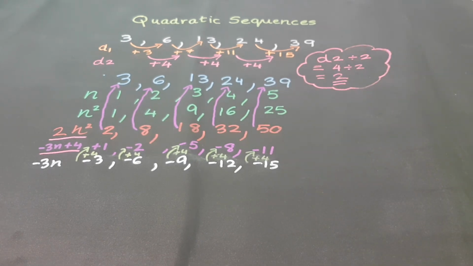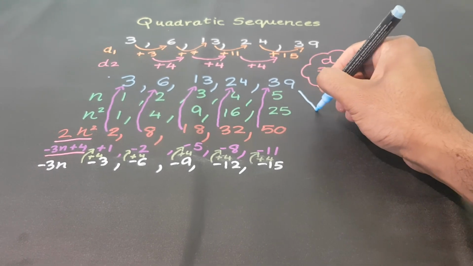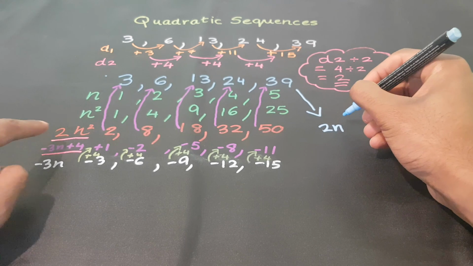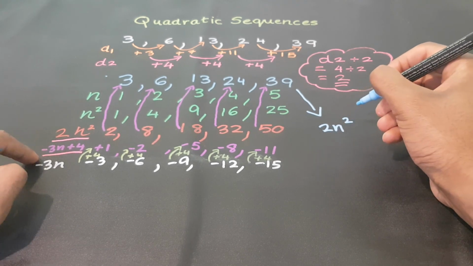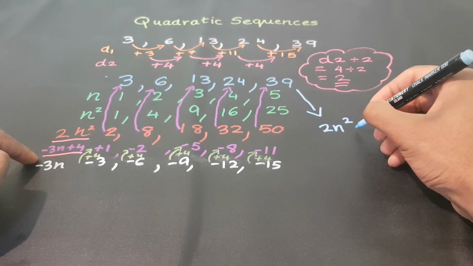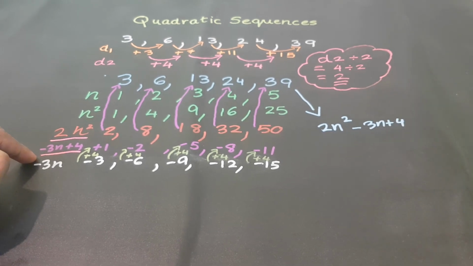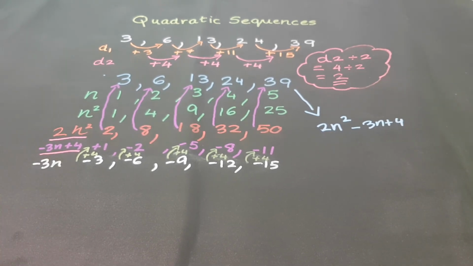So what I can conclude from this is the nth term of this sequence over here will be 2n squared, that's the red one over here, and then I add this one, so that'll be minus 3n plus 4. And that's how we find the nth term of a slightly complicated quadratic sequence.